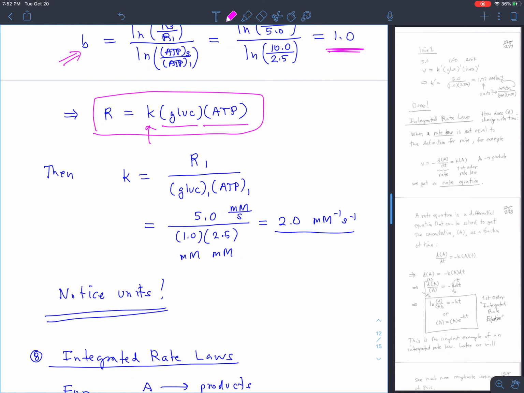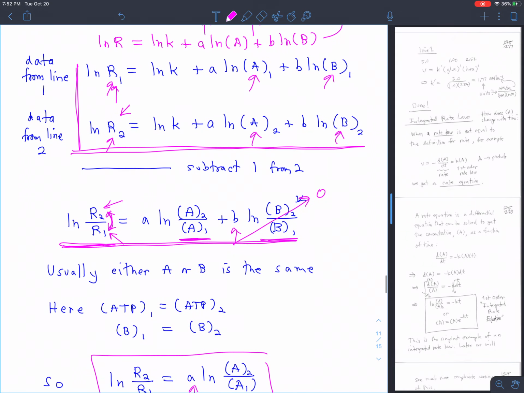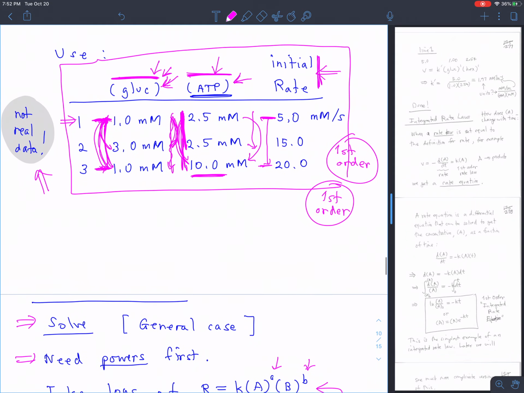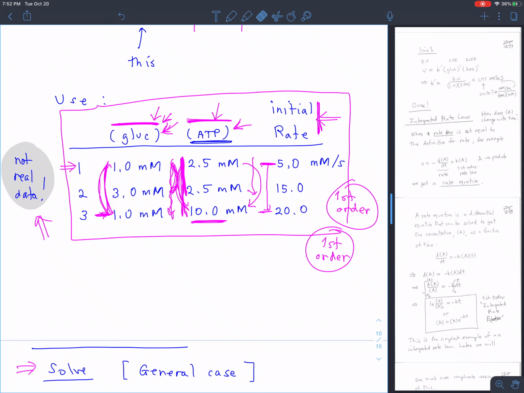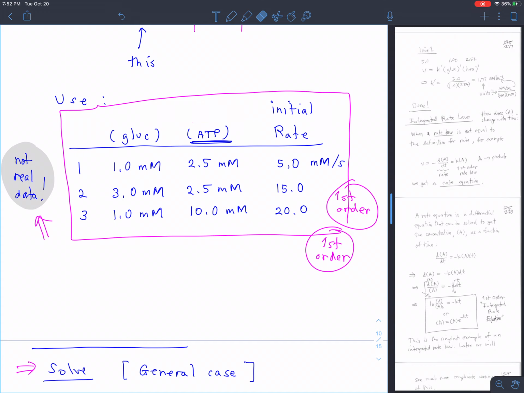How do we get K? Well, now we can use any of the rows. We've got 3 different rows, and they all have to have the same K. So we just take the data from one of the rows, and it shouldn't matter which one. If it does matter beyond round-off error, then we made some mistake someplace.